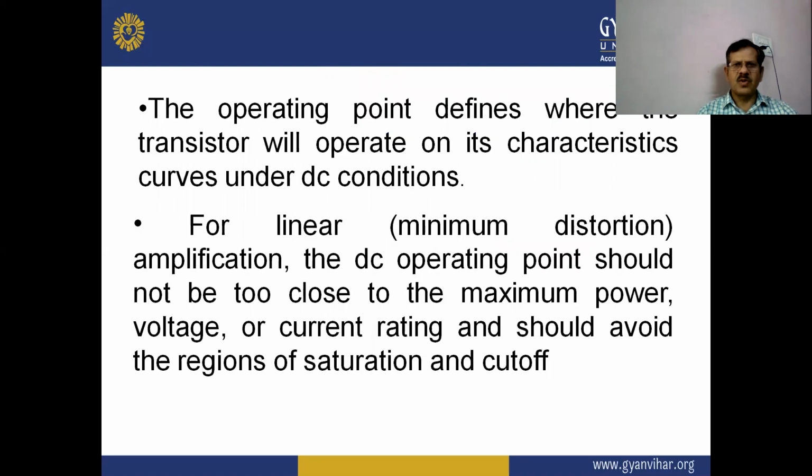The operating point defines where the transistor will operate on its characteristic curve under DC condition. For linear, minimum distortion amplification, the DC operating point should not be too close to the maximum power, voltage or current rating, and should avoid the regions of saturation and cutoff.